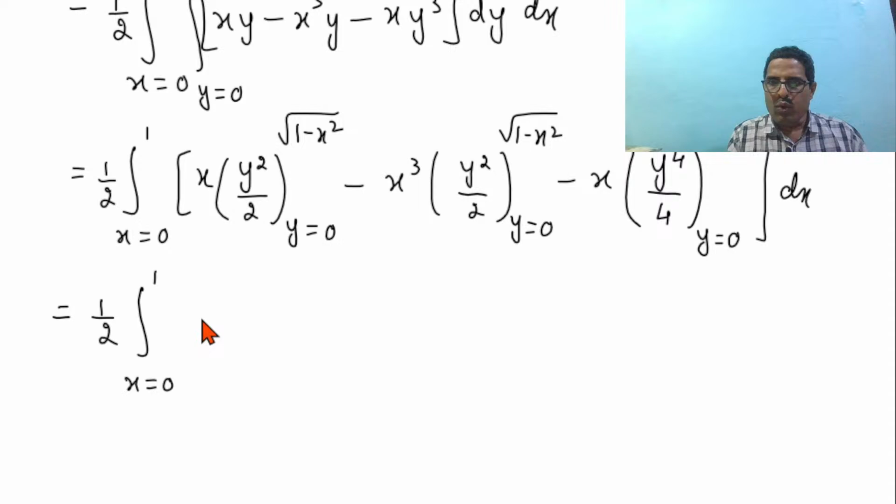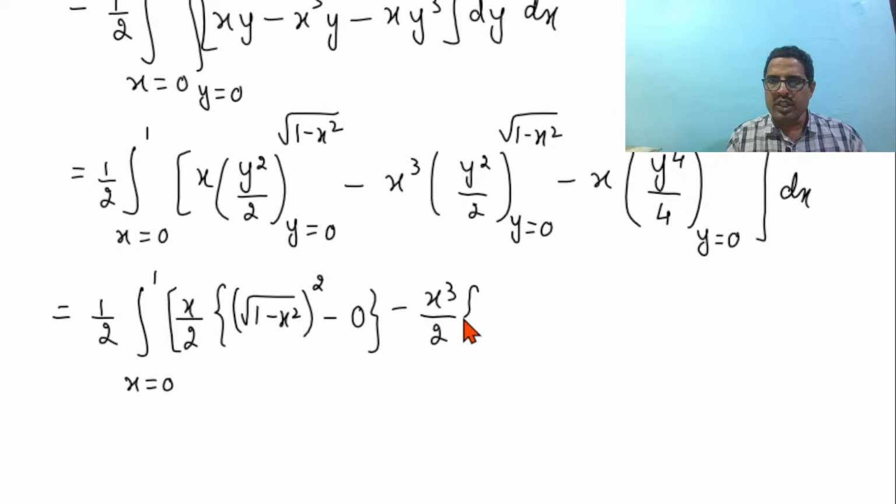Upper limit value for y will be root of 1 minus x square, but because it is having square term there, I am just writing it as square, minus y lower limit value is 0, so it just tends to 0 there, minus, then you have x cube by 2 as it is. Again apply the upper limit value for y, which is root of 1 minus x square, and it is squared there, so square term, upper limit value, minus the lower limit value for y will be 0, so we will get 0 only.